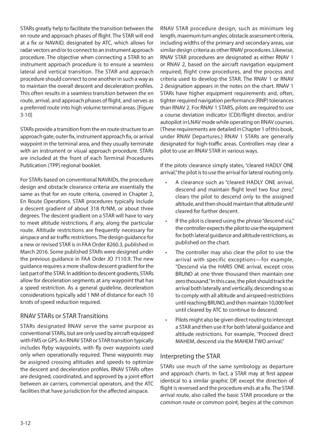STARs are included at the front of each terminal procedures publication, TPP, regional booklet. For STARs based on conventional navaids, the procedure design and obstacle clearance criteria are essentially the same as that for en route criteria, covered in Chapter 2, En route Operations. STAR procedures typically include a descent gradient of about 318 feet per nautical mile, or about 3 degrees. The descent gradient on a STAR will have to vary to meet altitude restrictions, if any, along the particular route.